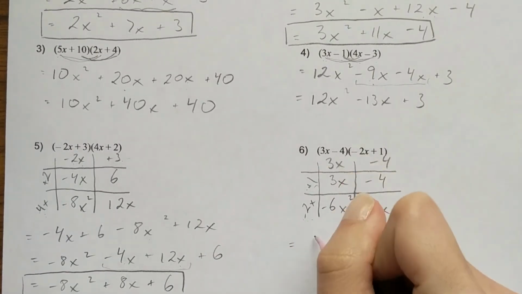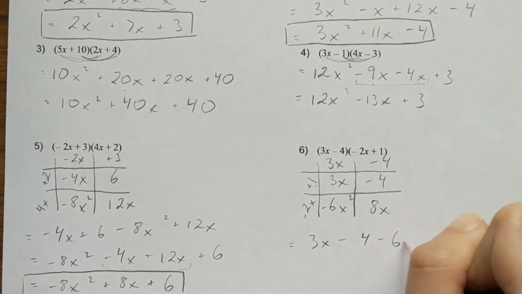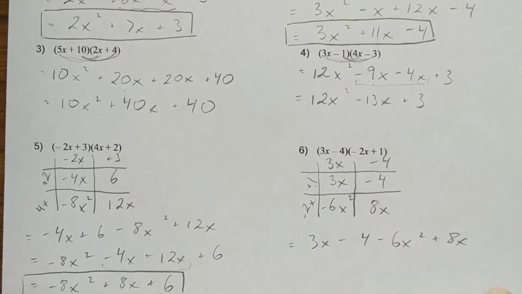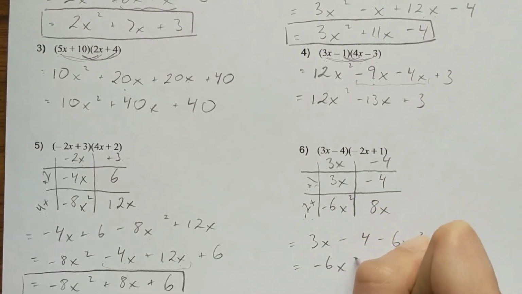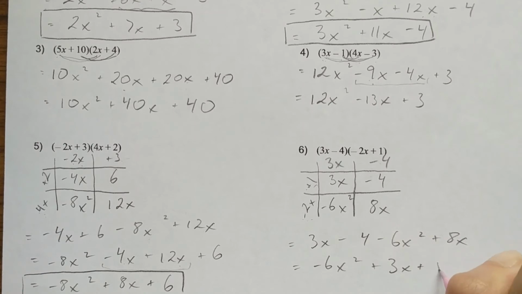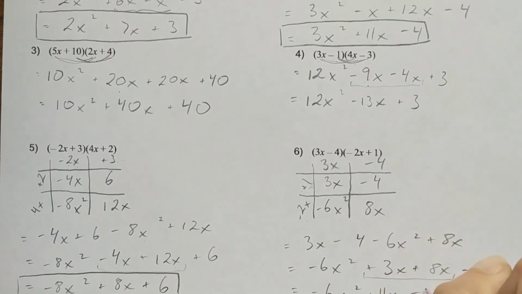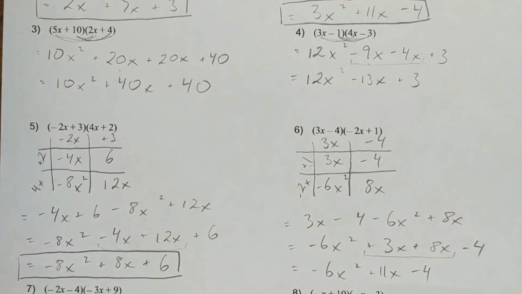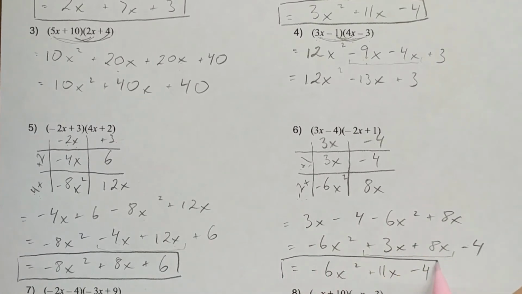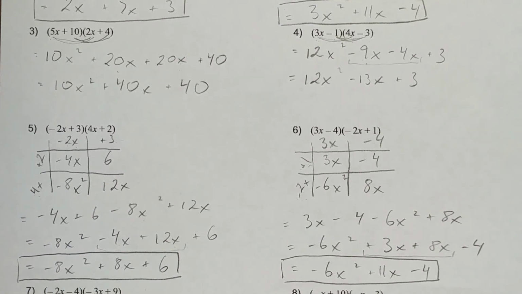Okay, I line these all up. 3x minus 4 minus 6x squared plus 8x. I rearrange them to put the x squared first, and then I put my x's, and then I put my whole numbers. Finally, I combine like terms in the middle here. So my positive 3x and my positive 8x gives me 11x. Okay, for a final answer of negative 6x squared plus 11x minus 4.